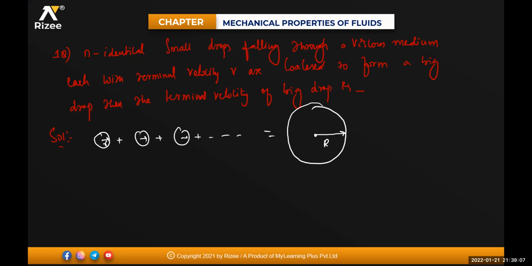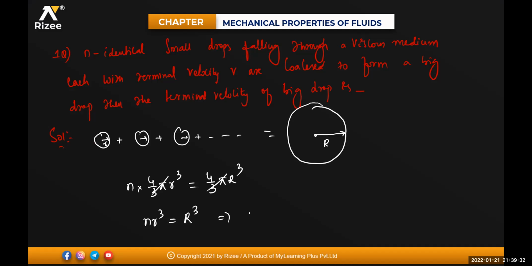Then the radius is smaller, isn't it? These are small droplets. But how many droplets, beta? N droplets are combining to form the larger droplet. That means n into volume will remain the same, 4 by 3 pi into r cube, isn't it? Because total volume must be conserved. That will be equal to 4 by 3 pi into capital R cube. 4 by 3 will get cancelled. N into small r cube will be equal to capital R cube.